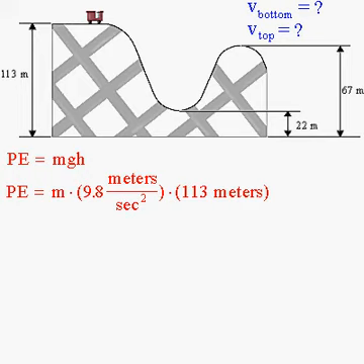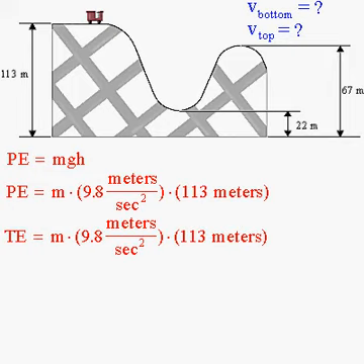Well, the kinetic energy of the roller coaster at that point is 0 because it is at rest. So what's the total energy then? Well, if the kinetic energy is 0, then the total energy is just the potential energy. So the total energy is also m times 9.8 meters per second squared times 113 meters.